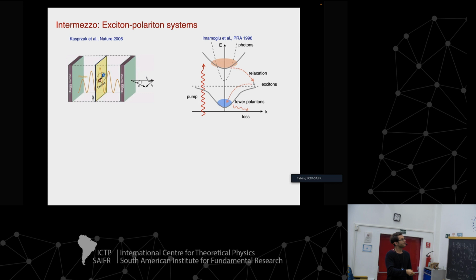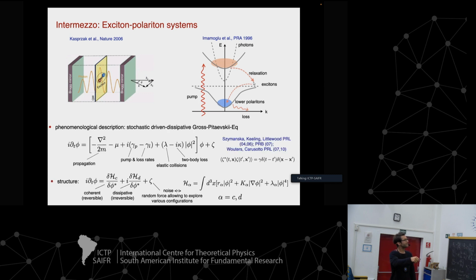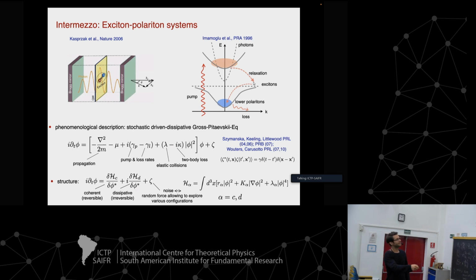And how people describe that is not in terms of a Keldysh functional integral in the first place, but rather they describe it in terms of what is known as the stochastic driven dissipative Gross-Pitaevskii equation. Complicated name. But here is what it means. One looks at the evolution of the amplitude of the lower polariton degrees of freedom. And if you look into this problem, you can see, oh, that looks like a non-relativistic dispersion. So they just propagate here.